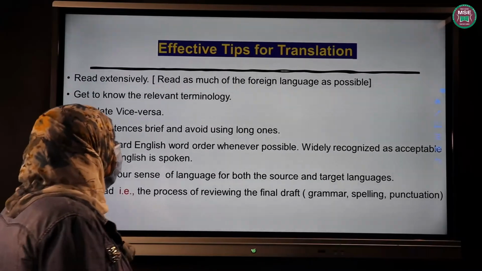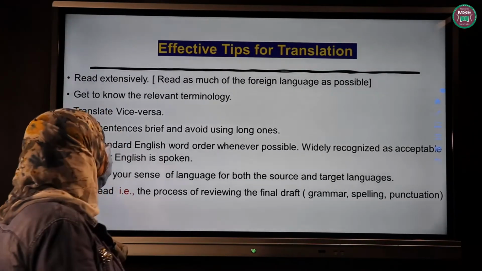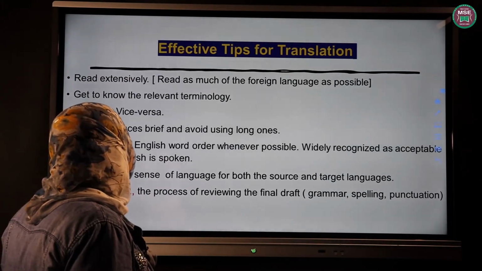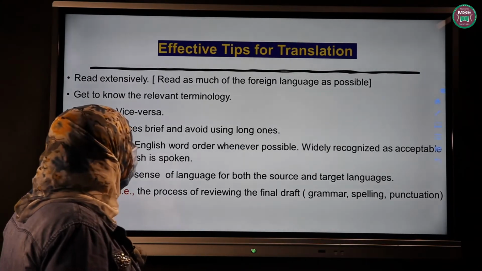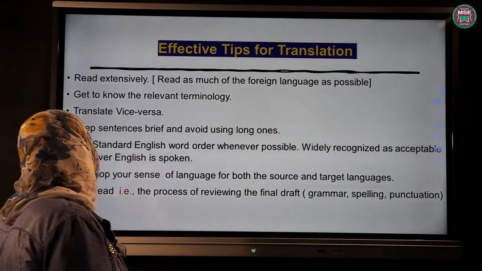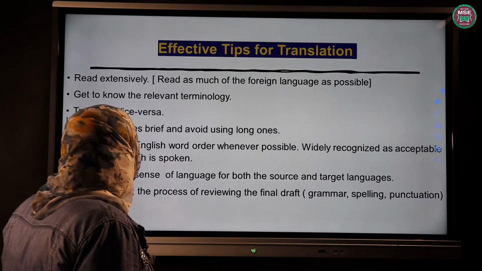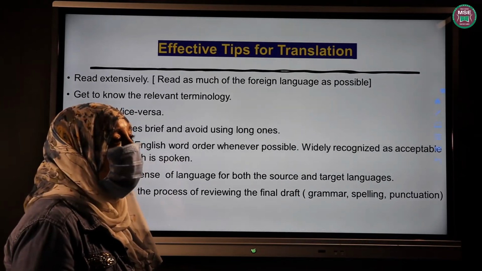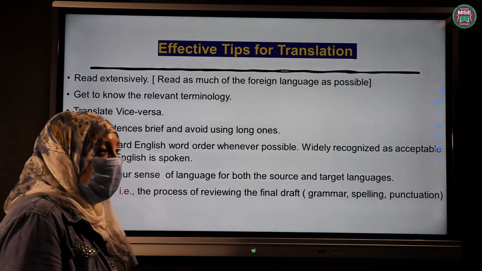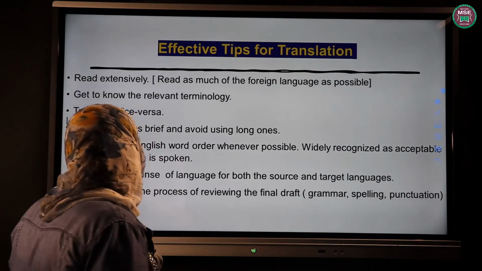Effective tips of translation. How to translate from English to Arabic or from Arabic to English. First of all, you have to read extensively. Read as much of the foreign language as possible. This will help you in translation. Get to know the relevant terminology. You have to know the terminology of each language. Translate vice versa. What do you mean? Translate into Arabic or translate into English.